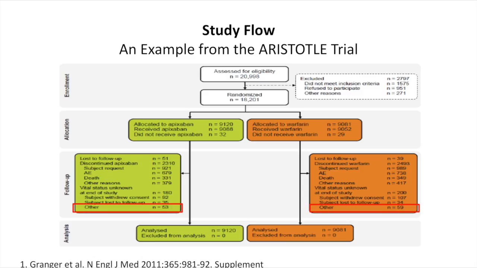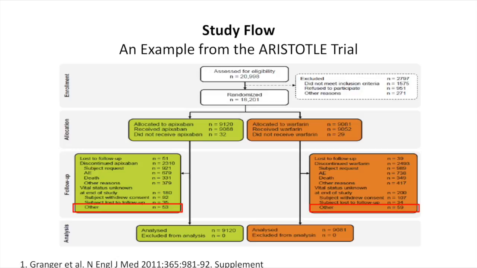There's another example. Here we see the study flow from the ARISTOTLE trial. This was comparing apixaban compared to warfarin. If you look here, they assessed almost 21,000 patients. They randomized 18,000 patients. And if we look, we see the same number of patients allocated to a treatment were also analyzed. So they used the gold standard in intention to treat analysis.